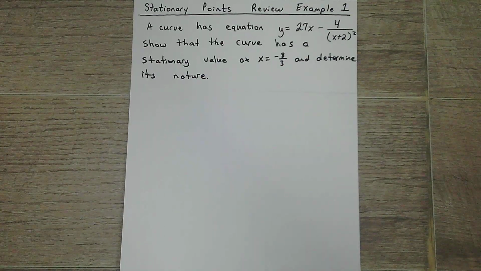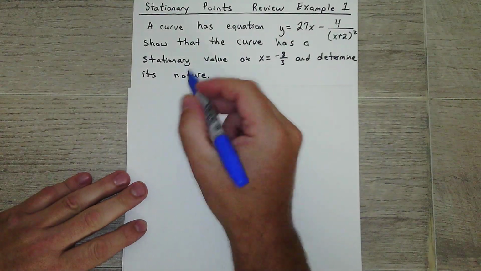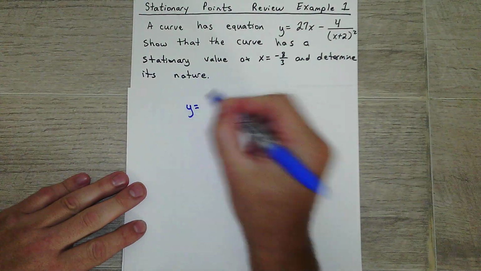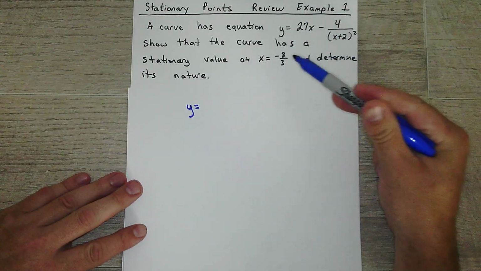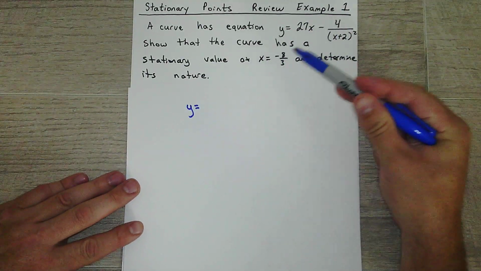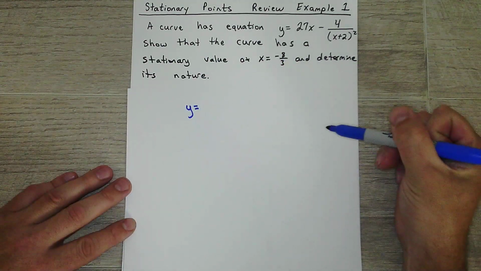A curve has equation y equals 27x minus 4 over (x plus 2) squared. Show that this curve has a stationary value at x equals negative 8/3 and determine its nature. Hopefully you remember stationary points. Stationary points is when you set the derivative of the equation equal to 0 and solve for x, and then you pick x values greater than and less than that to find out whether the slope is positive or negative.